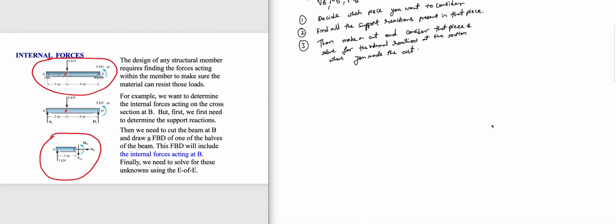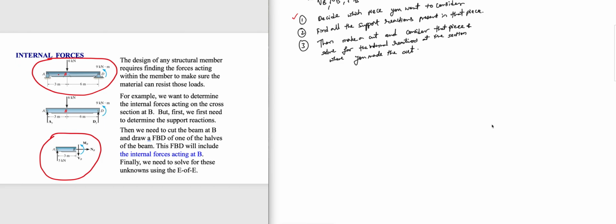Okay, so these are the steps, right? So which piece did we decide? I said I'm going to take the left piece, AB. So step number one is done. I decided which piece I want to consider, AB. So find all the support reactions in the piece. What supports are there in AB? There is a slider support at A.